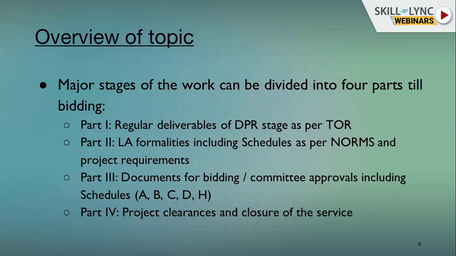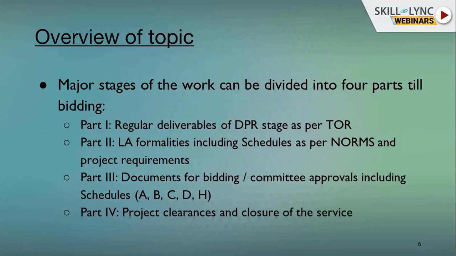Part 2 covers the land acquisition formalities, which includes the schedules as per norms and project requirement. Land acquisition is a major aspect in our road projects here. There are a lot of formalities, starting from the gazette notification, which is called small 3A, then the award of this land, that is 3G. In between there are 3 capital A and 3D. Part 3 is preparation of the bidding document and committee approval. We need to get approval from the planning review commission. For that, we need to prepare all schedules and all documents. That is also part of a DPR, detailed project report.